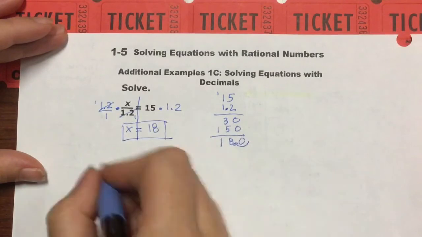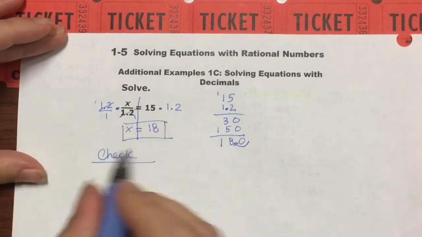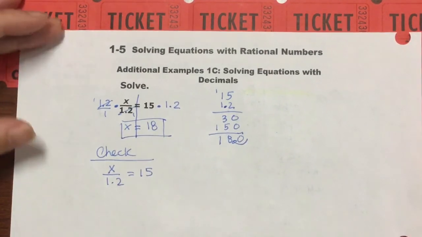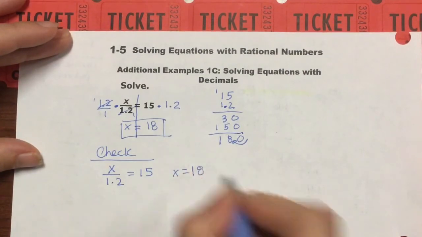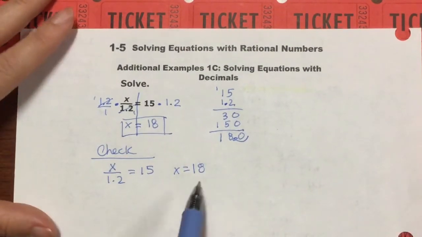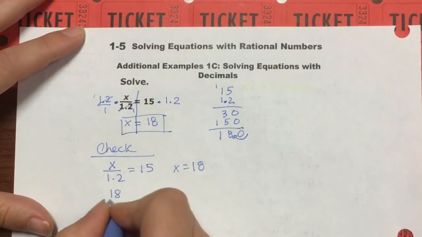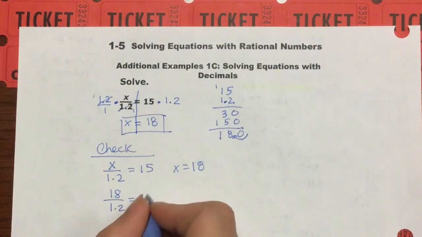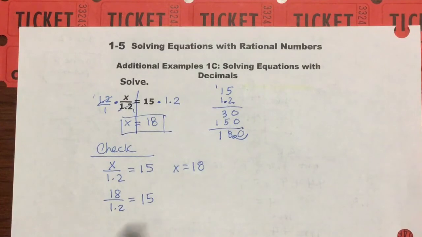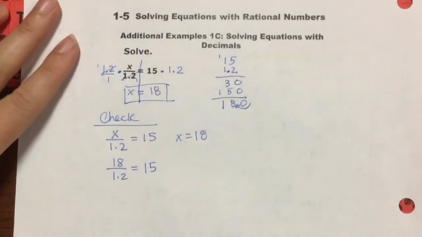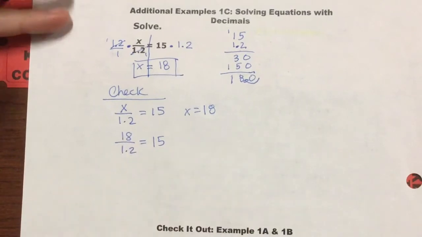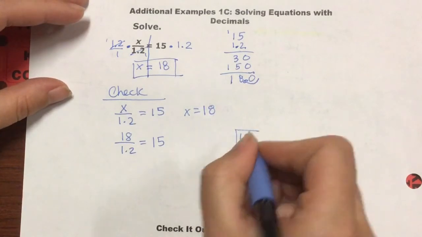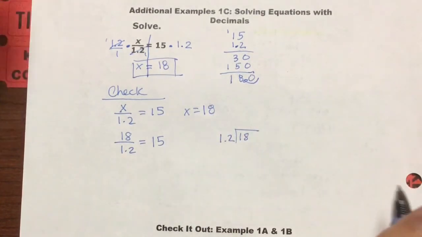Okay, now we need to check our answer. So we're going to check. We're going to write the original problem here, just as it is. You're going to do this every single time, and you're going to evaluate for when x equals 18. So that means we're going to put 18 in for x. Instead of writing x, I'm writing 18, and then I'm just writing everything else. So I have 18 divided by 1.2 equals 15. Cool. Now I just need to do this little division right here. So I'm going to go off to the side and go 18 divided by 1.2.